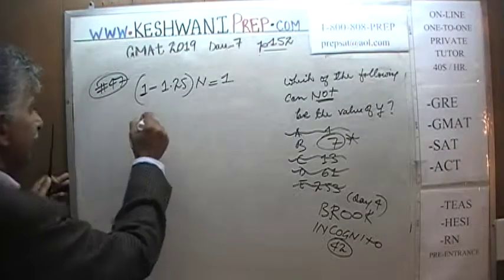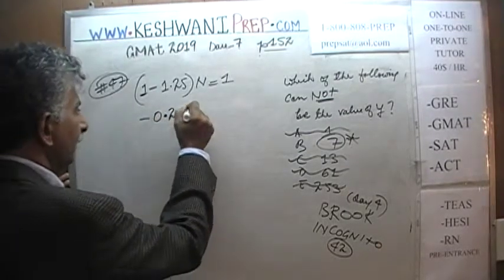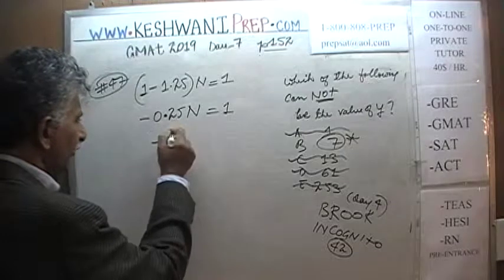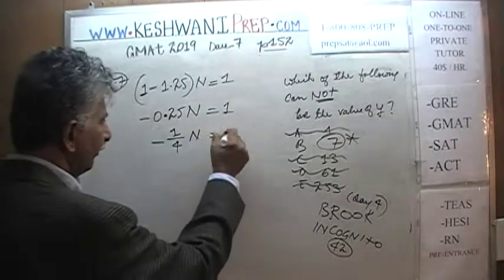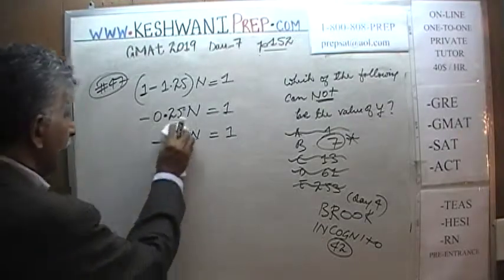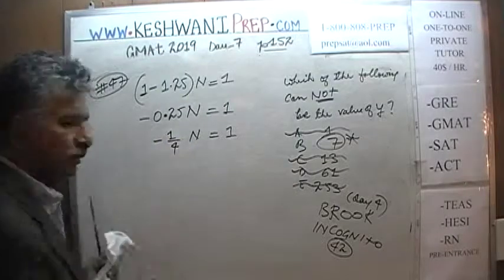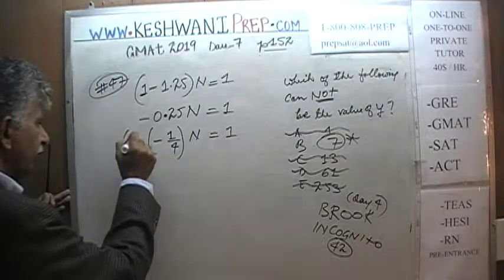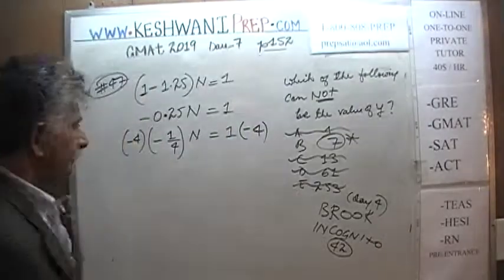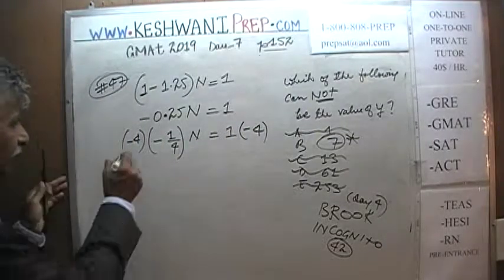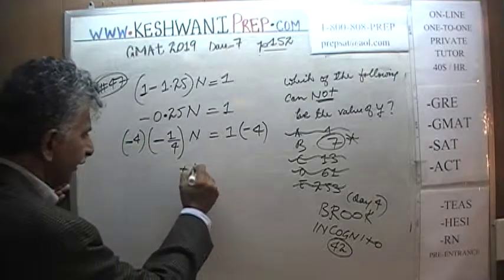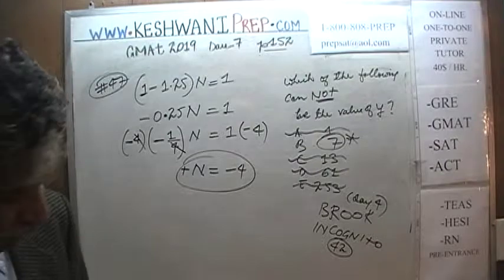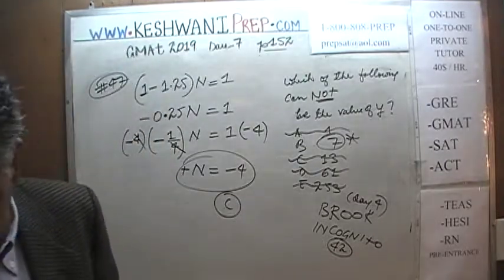1 minus 1.25 would simply be negative 0.25 times n equals 1. Let's put this negative 0.25 in fractions. It will make your life easier. 0.25 is 1 quarter. So negative 1 quarter of n equals 1. We're not interested in knowing how much negative 1 quarter of n is. We want to find out how much n is. We need to get rid of this 4 and we need to get rid of this negative. So let's multiply both sides of this equation by negative 4. This negative and this negative will become positive, so we'll end up with positive n, because this 4 is cancelled out with this 4. And that's what we want. N equals negative 4. N would have to equal negative 4. And the answer is C.